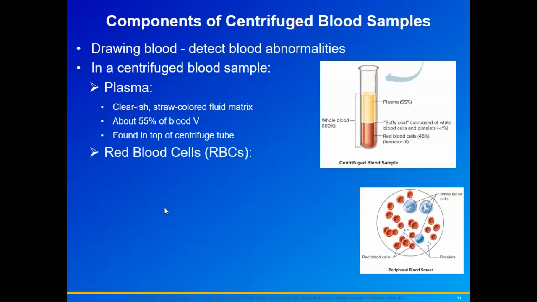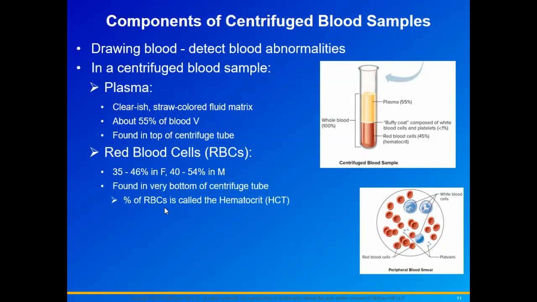Percentage, not in order. The next percentage down is going to be 35 to 46% in females, 40 to 54% in males. It fluctuates just a little bit. And that's going to be your red blood cells. If it falls too much below that, you're anemic. And that's not good. You need to get help. But that's going to be found at the very bottom of the centrifuge. And then if we take the percentage of actual RBCs, that's what we're going to call the hematocrit.